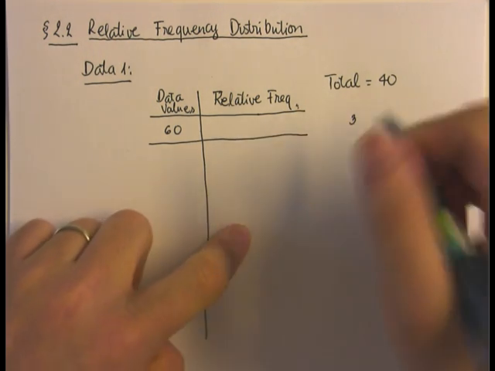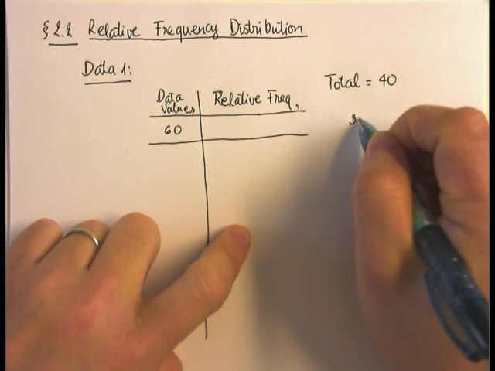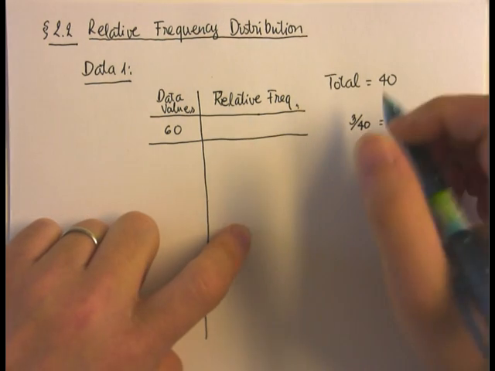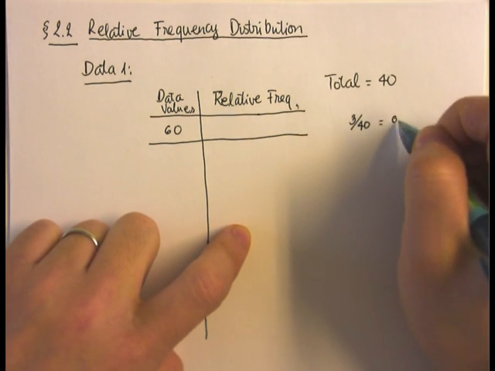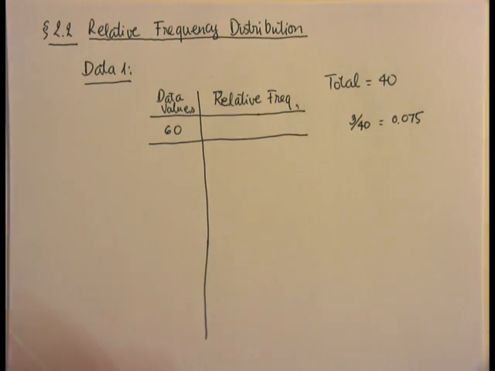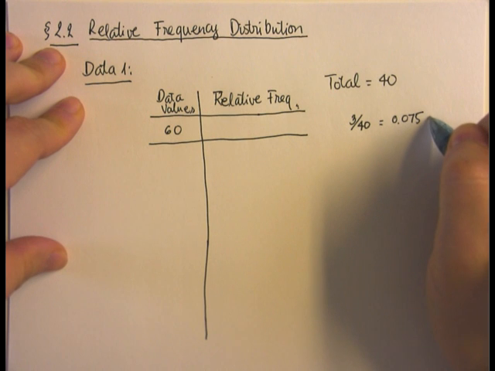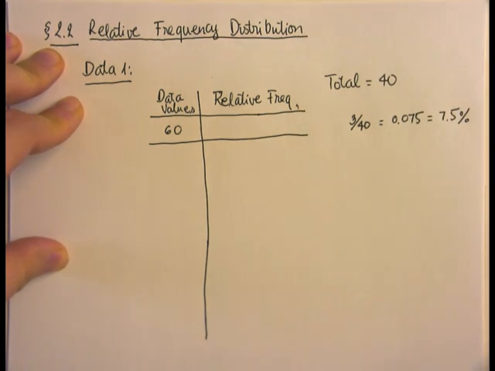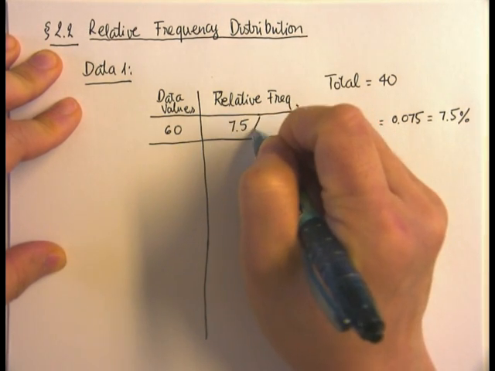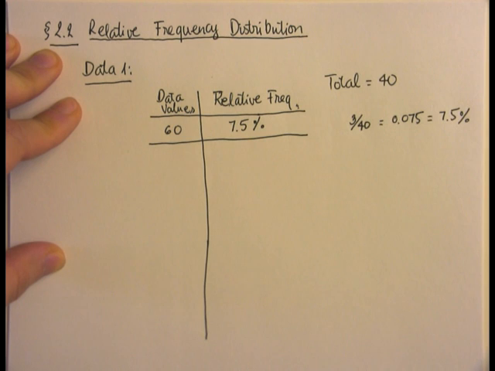So to find the relative frequency, you divide 3 by 40, and that gives you 0.075. As a percentage, that would give you 7.5%, and that is what you fill in. The relative frequency for 60 is 7.5%.